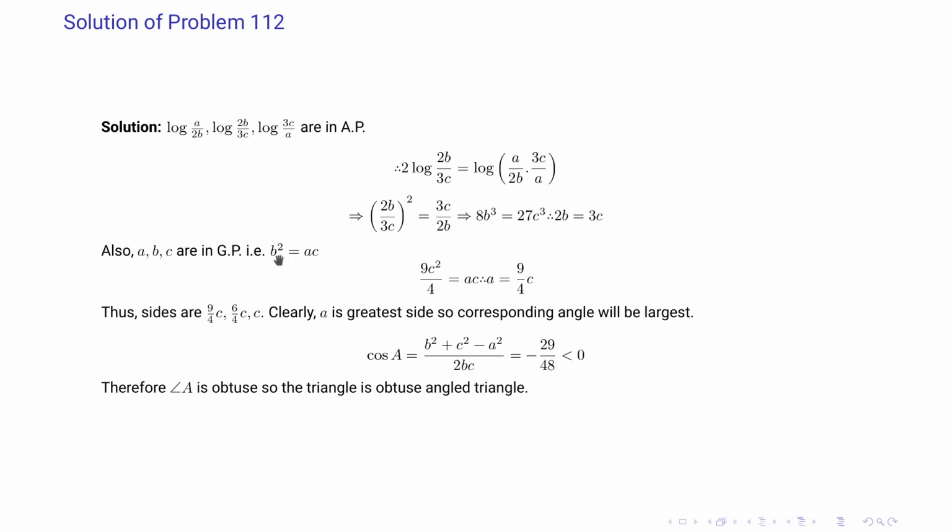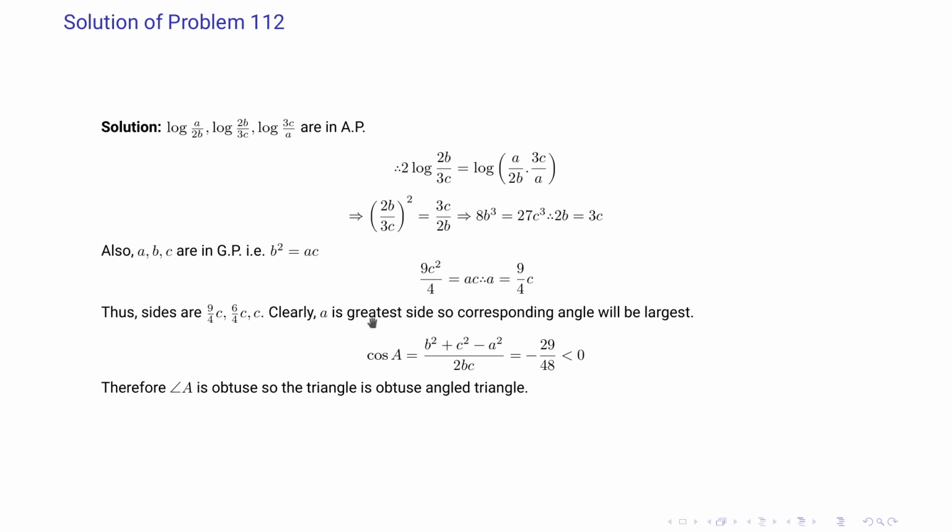Now we are also given that a, b, c are in GP, so b square is equal to ac. Now we substitute for b, we get 9c square by 4 is equal to ac. That means a is equal to 9 by 4 c. Now we convert the value of b, which is 3c by 2, to same denominator which is for a, that is 4. So sides are 9 by 4 c, 6 by 4 c, c.